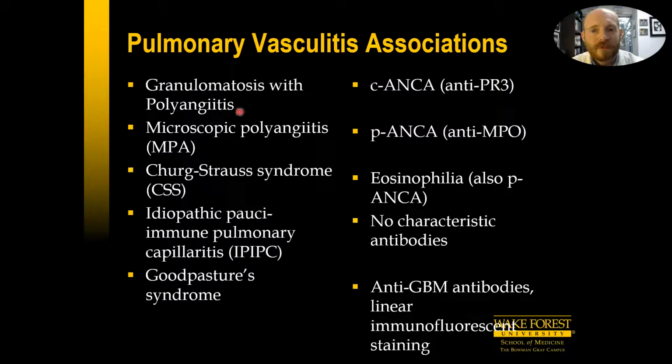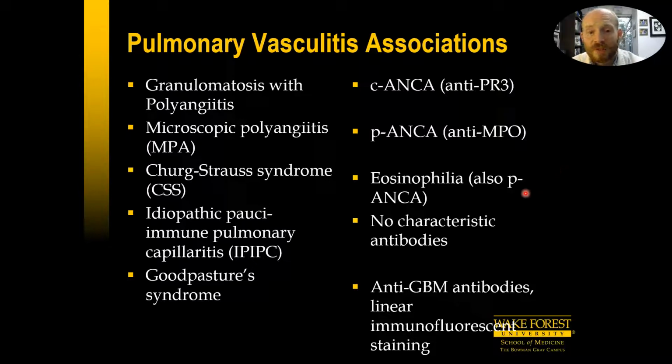First, granulomatosis with polyangiitis is associated with C-ANCA. This is an antibody to proteinase 3, and this is the most common antibody that you will find in this condition. Microscopic polyangiitis is most often associated with the P-ANCA form of this antibody, which is an anti-myeloperoxidase antibody.